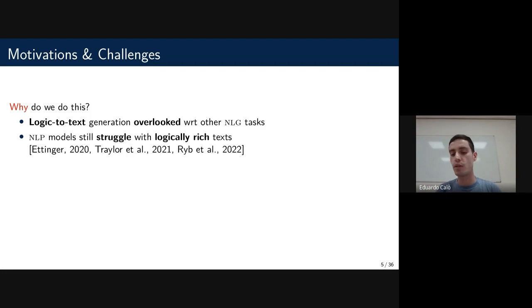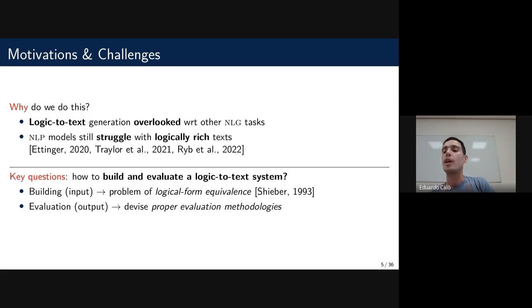Here, I just put 3 references, but there is a huge body of literature that shows that these models still do not perform well with these logically rich texts. The first relates to negation and BERT models. This other one is about the confusion that models make between conjunction and disjunction, or. And this last one was presented at a workshop at NLP last year, and it's related to natural language inference with logically rich text. So there is a lot of work to be done.